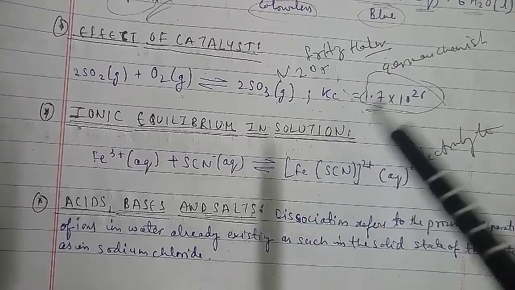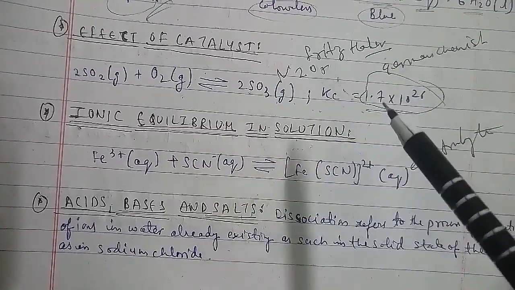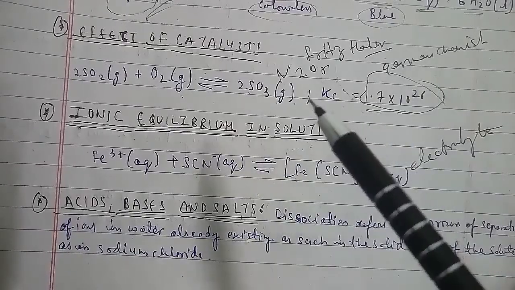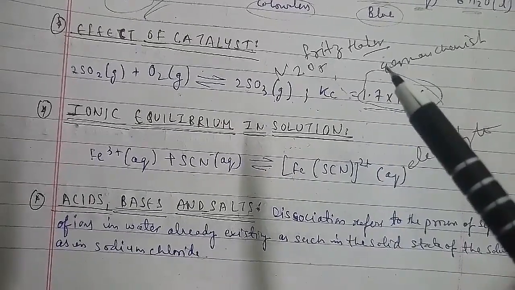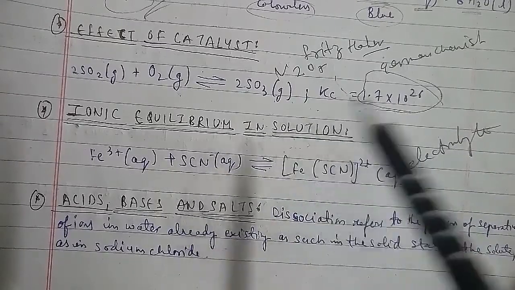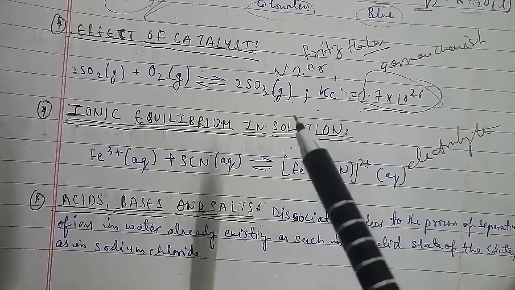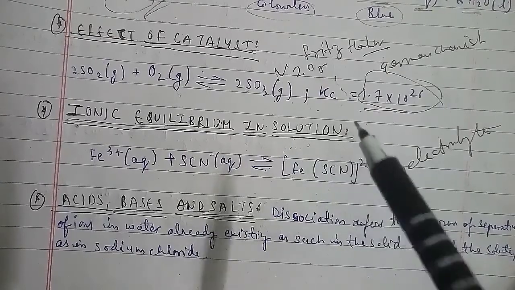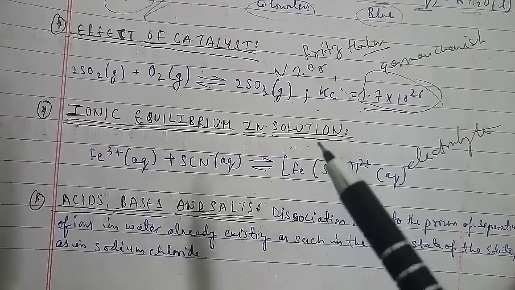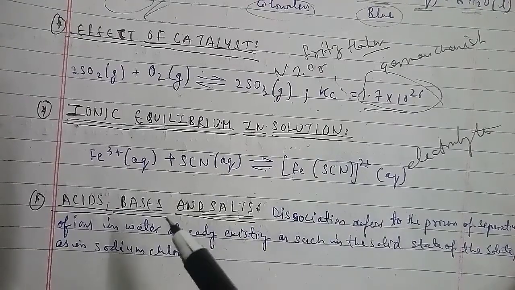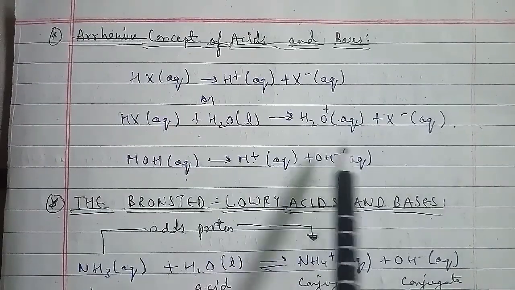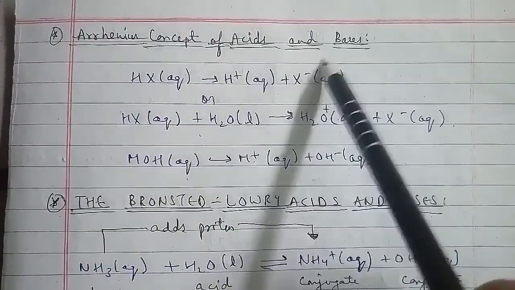With regard to that, we will discuss another topic, that is the Arrhenius concept of acids and bases. According to Arrhenius theory, acids are substances that dissociate in water to give hydrogen ions, H+ (aq), and bases are substances that produce hydroxyl ions, OH- (aq).